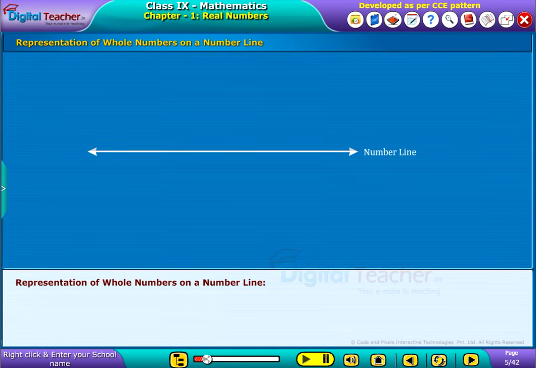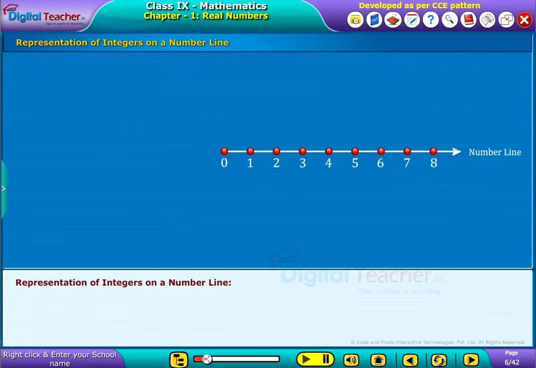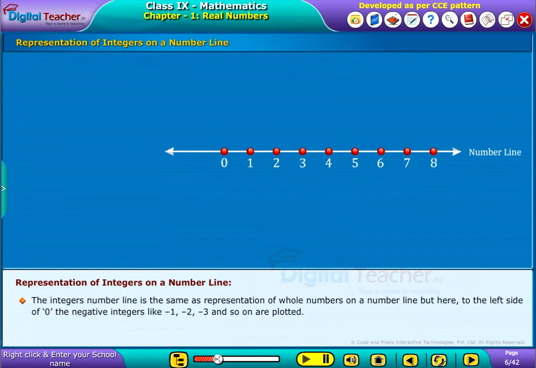Representation of whole numbers on a number line. To represent whole numbers on a number line, initially mark the point 0 on the line. Then, by setting equal distances to the right side of 0, we plot numbers like 1, 2, 3 and so on. Representation of integers on a number line. The integers number line is the same as representation of whole numbers on a number line, but here, to the left side of 0, the negative integers like -1, -2, -3 and so on are plotted.